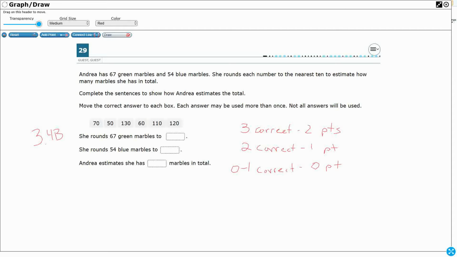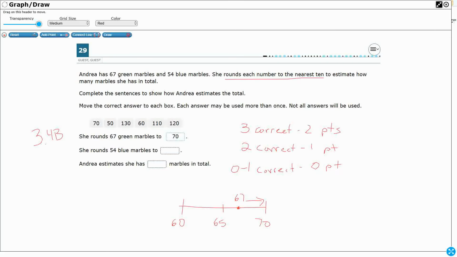So we got 67 green marbles, 54 green marbles. We're rounding each number to the nearest 10. All right, so let's think about this. If we take our 67, it's going to be within our benchmarks of 60 and 70. Our halfway point is going to be 65, so 67 is going to be right about there, which means it's going to round up to 70.